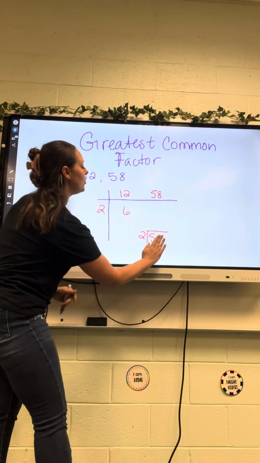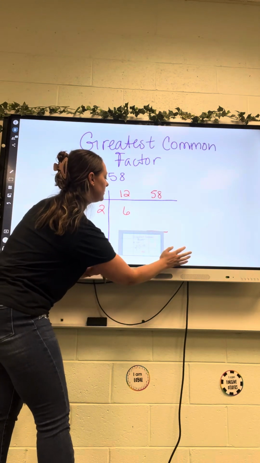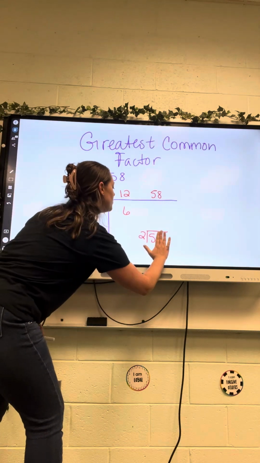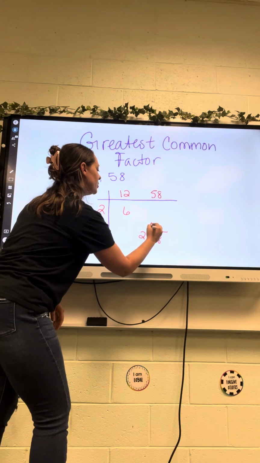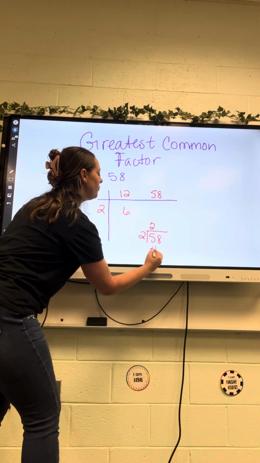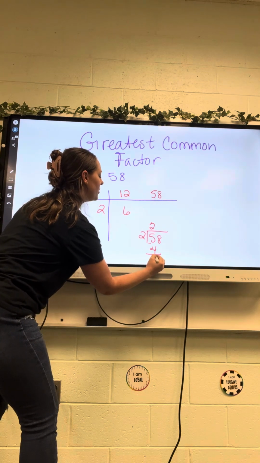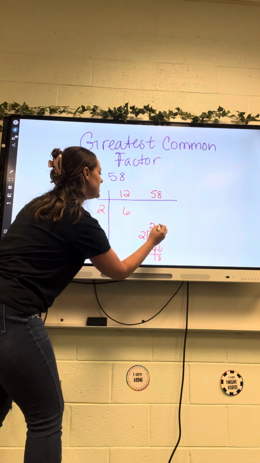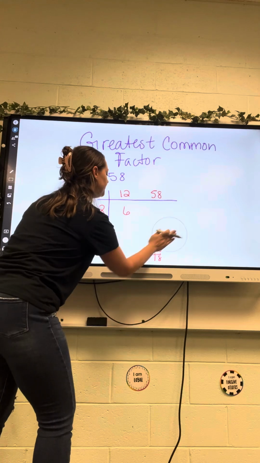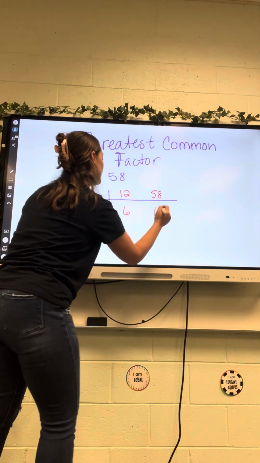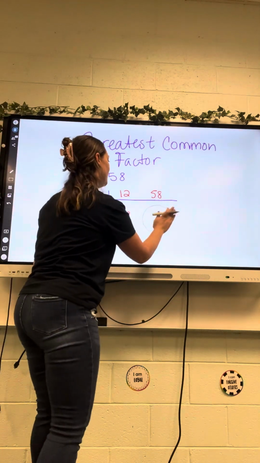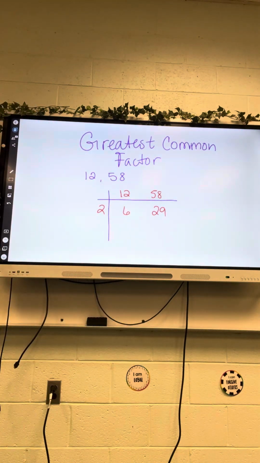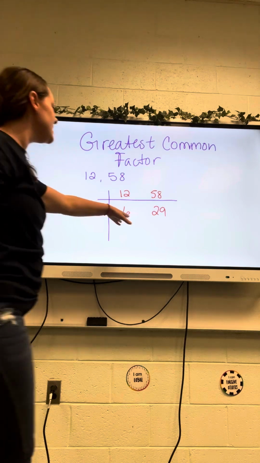So I always cover one number up at a time. 2 times what gets you close to 5? It would be 2. And 2 times 2 is 4. When you subtract that, you're left with 1, and you drop this number down over here, and 2 times 9 is 18. Okay? No. That was not right. It's 29. My bad. All right, and then down here I have 6 and 29.